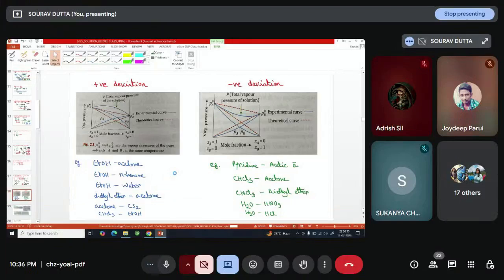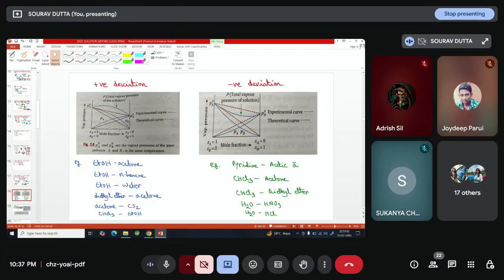আচ্ছা, so you can see the dotted line. This is basically for the ideal solution. This is the mole fraction of A on the left side. XA and XB represent the mole fractions. On the left side, XA equals 1. That means only A is present in the pure state. And on the right side, XB equals 1. That means pure B on the right side.